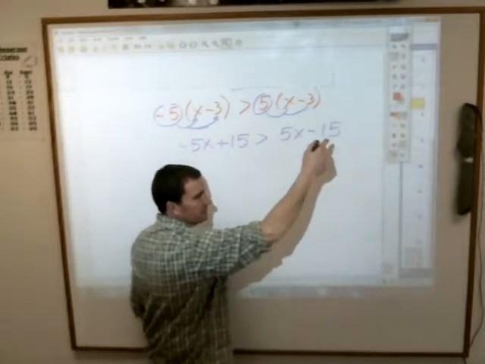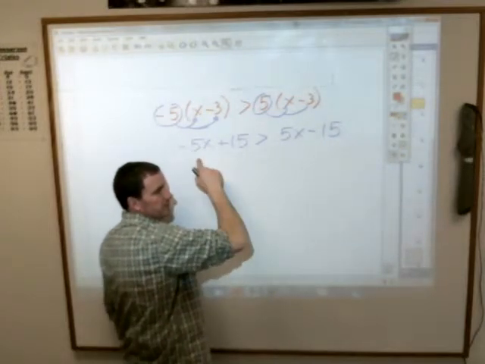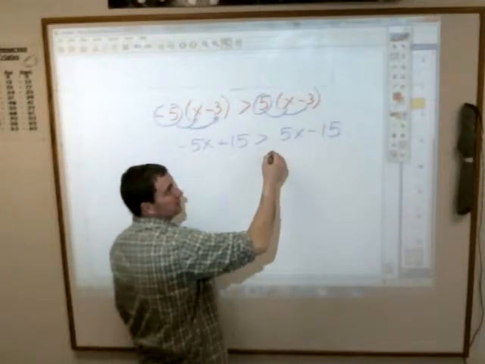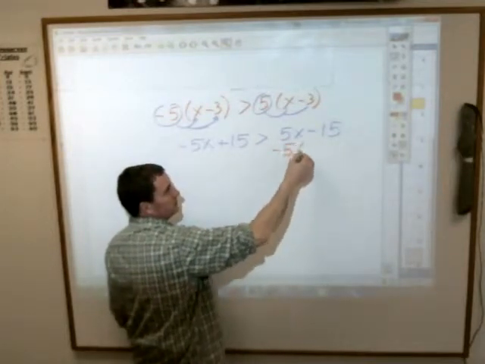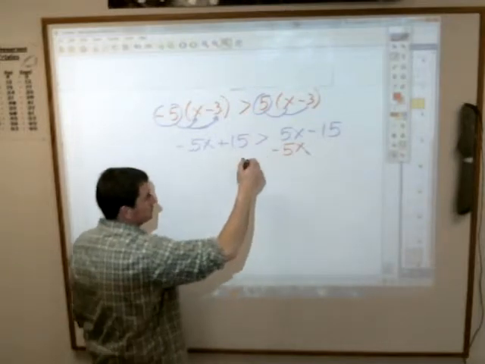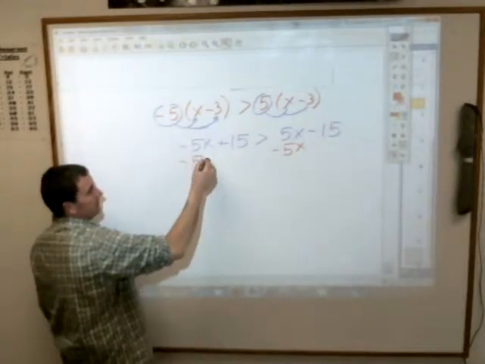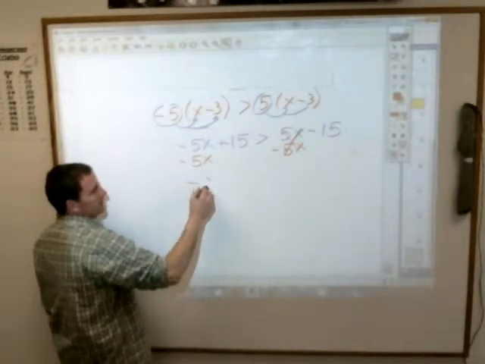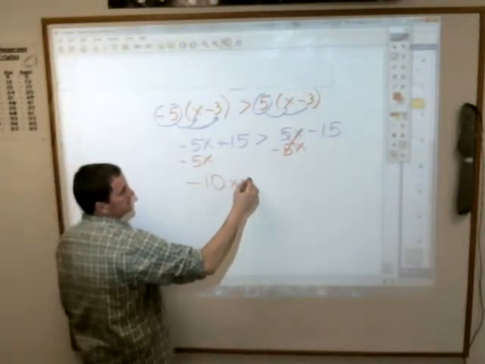Which one? Right side, left side? Move this one or that one? This one or that one? Yeah, I want to get rid of this one because I don't want my x's on the right side, so I do the opposite and I subtract. Subtracting doesn't change the sign. If I take a negative 5x and subtract another 5x, I'm left with negative 10x.